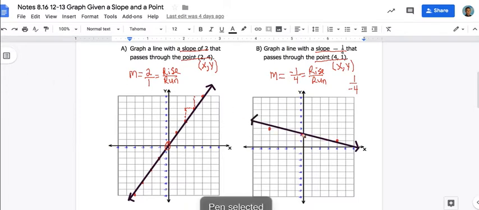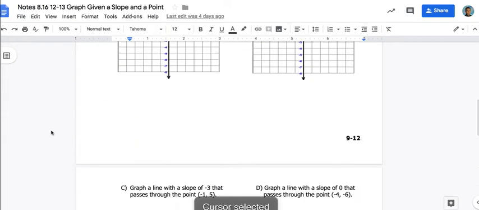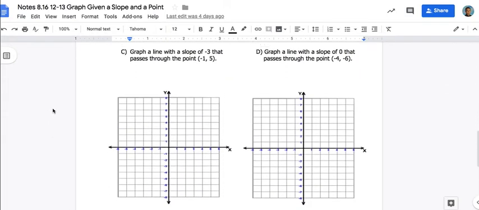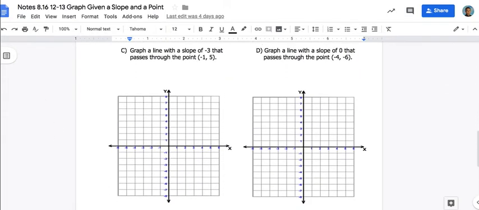Okay, so I'm going to circle the y-intercept. So this crosses the y-intercept at 2. Okay, let's go down to letter C. So graph a line with a slope of -3 that passes through the point -1, 5.